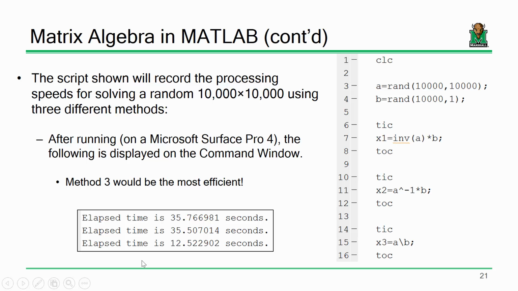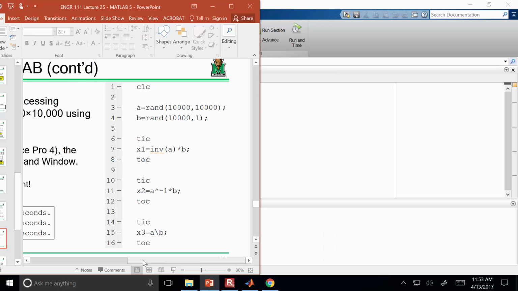Yes? I'm sorry. Let's see if we can. It's just going to be a programming mistake. That's the only option. Let's see. Random 10,000 by 10,000, yes. All right.